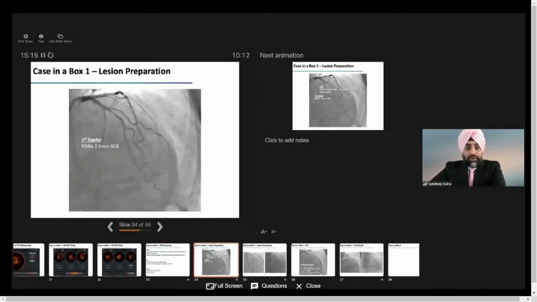Again, with the volume of plaque around the first septal branch, I treated the first septal with POBA before starting to deploy any stents.